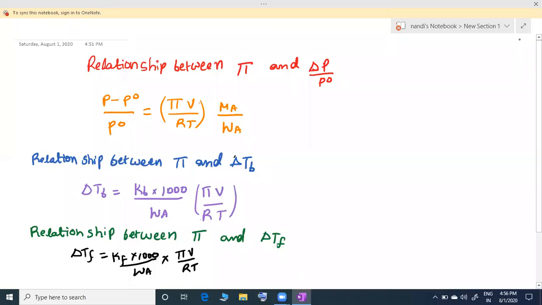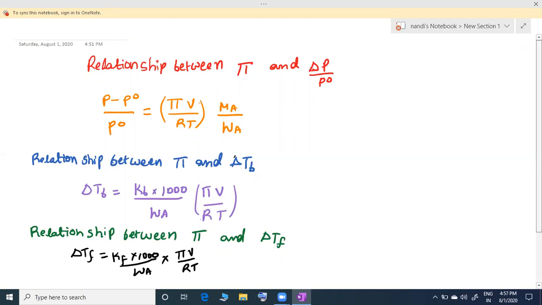Relationship between pi and relative lowering of vapor pressure, relationship between pi and delta TB, relationship between pi and delta TF. In this video, we are going to discuss how we get these formulas and their derivations. We are going to discuss very clearly here.